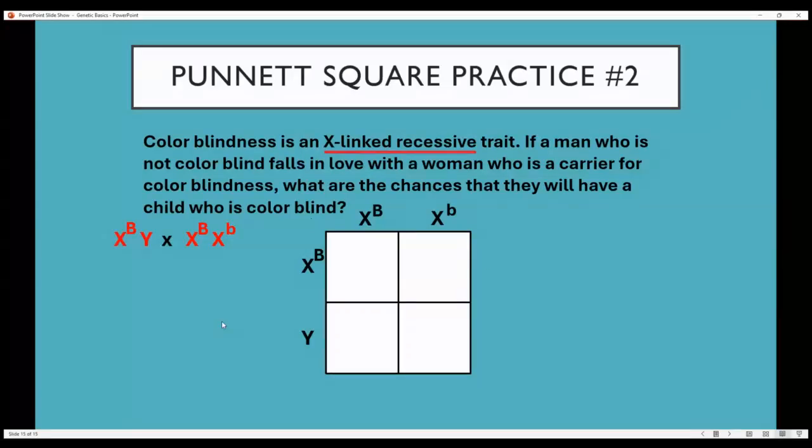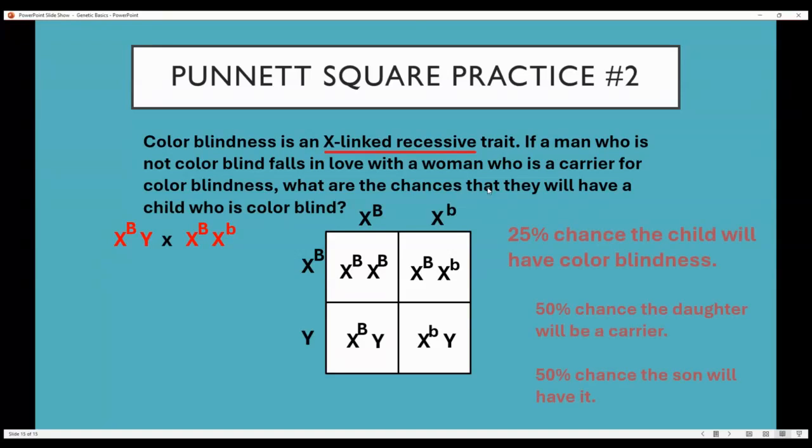So now we set up the Punnett square, with the man's and the woman's genotype. And now we bring down and we bring over. So what are the chances that they will have a child who is colorblind? They will have only a 25% chance, or 1 out of 4 chances, that they will have a child with color blindness.